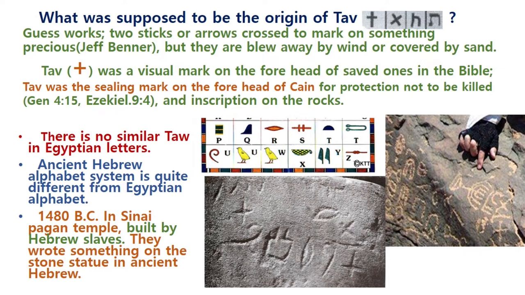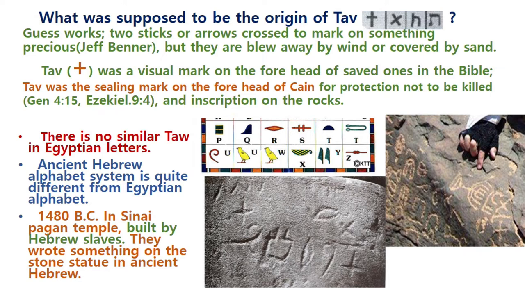The Tav cross mark was a visual mark. We must pay attention: a visual mark on the forehead. You see, it has a continual effect, not a temporal effect. It is a visual mark with continual effect, on the forehead of the saved ones in the Bible. The Tav cross mark was the sealing mark on the forehead of Cain. Okay, this is a biblical understanding. God put this sealing mark on the forehead of Cain. It's for protection, continual protection, not to be killed. Genesis 4:15. Then again, Ezekiel 9:4. This is a mark for salvation.